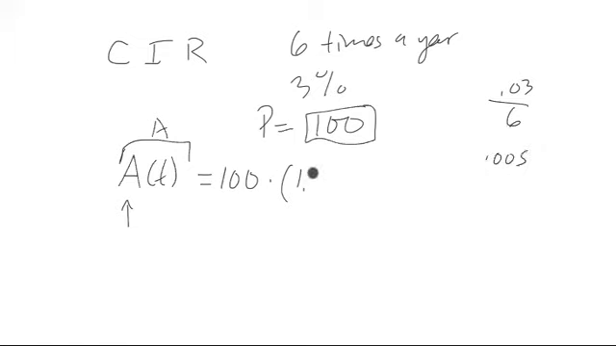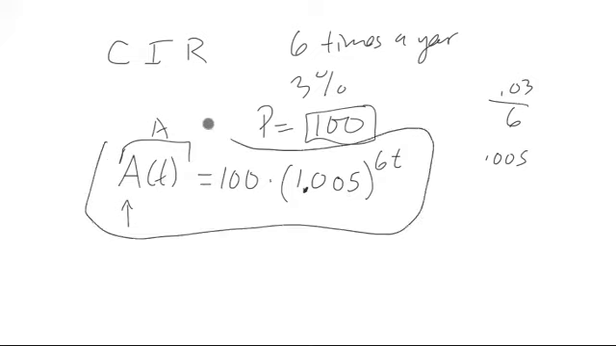So it looks like every time we compound, we're compounding by 1.005. That's what we're multiplying by. And we do it 6 times a year. And so we have 6t. That's how many times we've compounded. And that's what we're multiplying by each time. And so there's our formula. So that is how we can write down the compound formula for compound interest rate here.